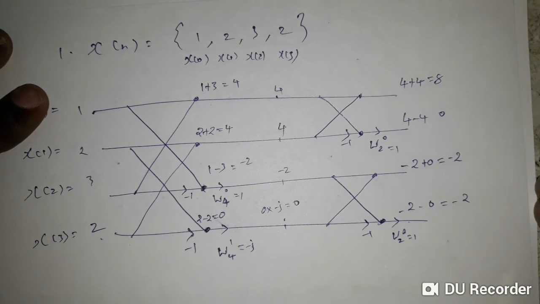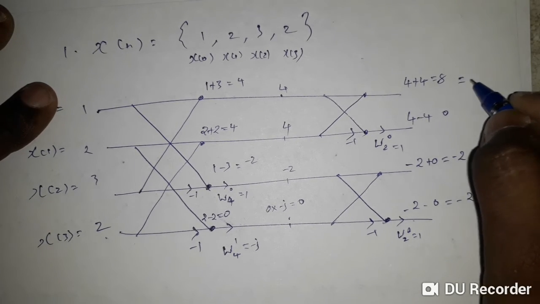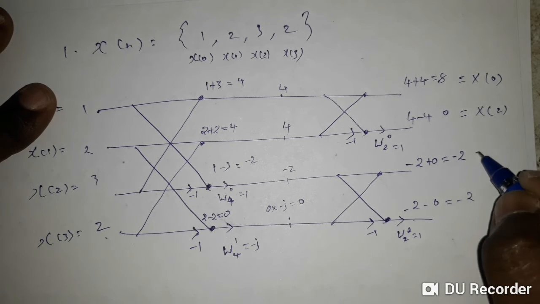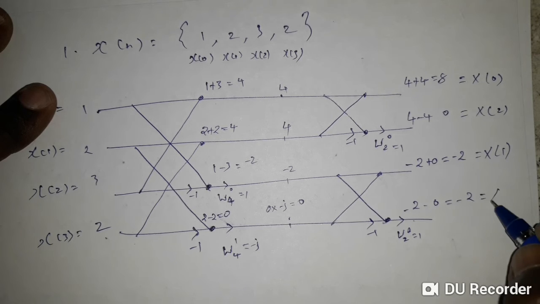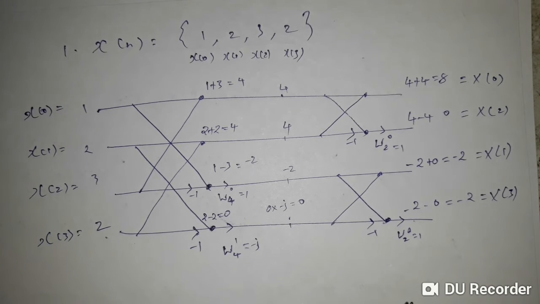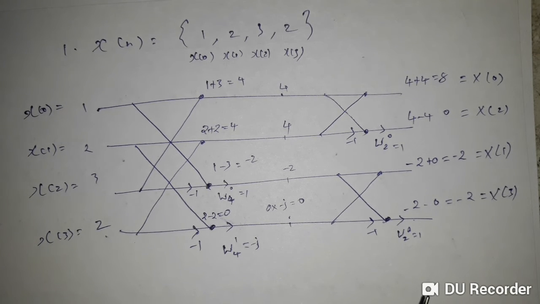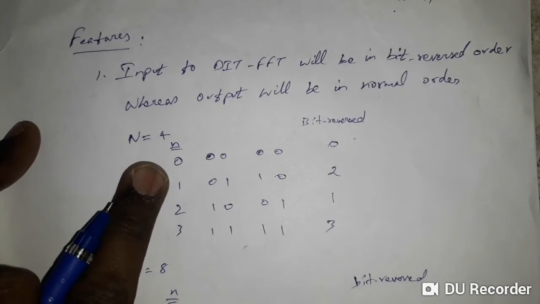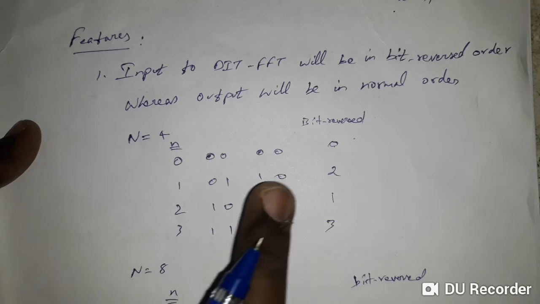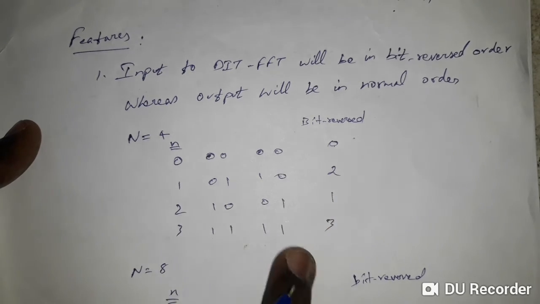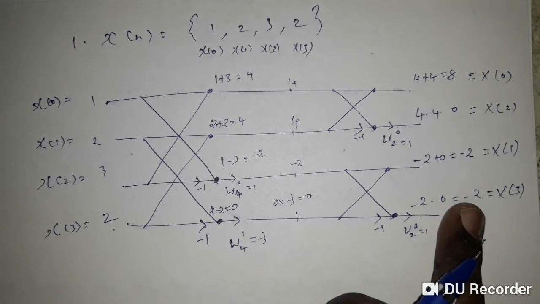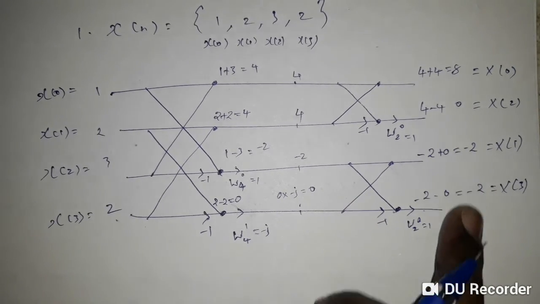Now here comes the important part. This is in bit reversed order. Remember, x of 0, x of 2, x of 1, x of 3. I have already shown you the bit reversed order in DIT. So this is the bit reversed order for 4 point. The normal order is 0, 1, 2, 3, whereas the bit reversed order will be 0, 2, 1, 3. So x of 0, x of 2, x of 1, x of 3. That is what I have written here. Capital X of 0, x of 2, x of 1, x of 3.